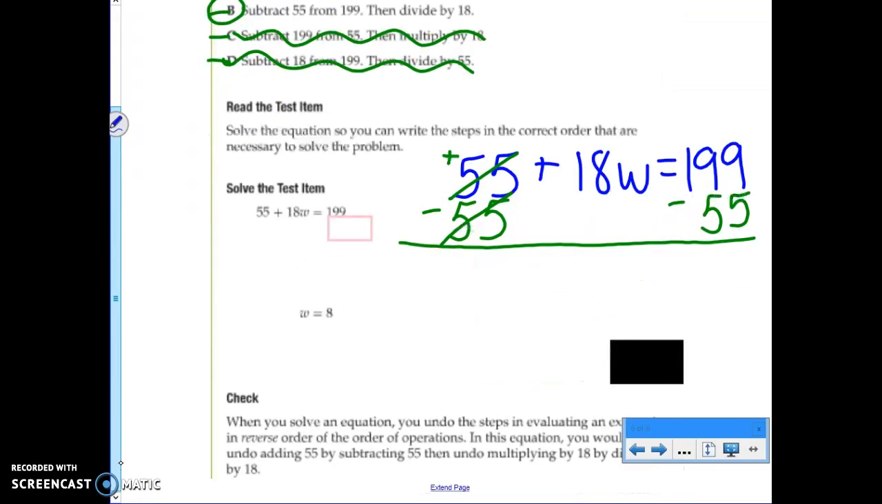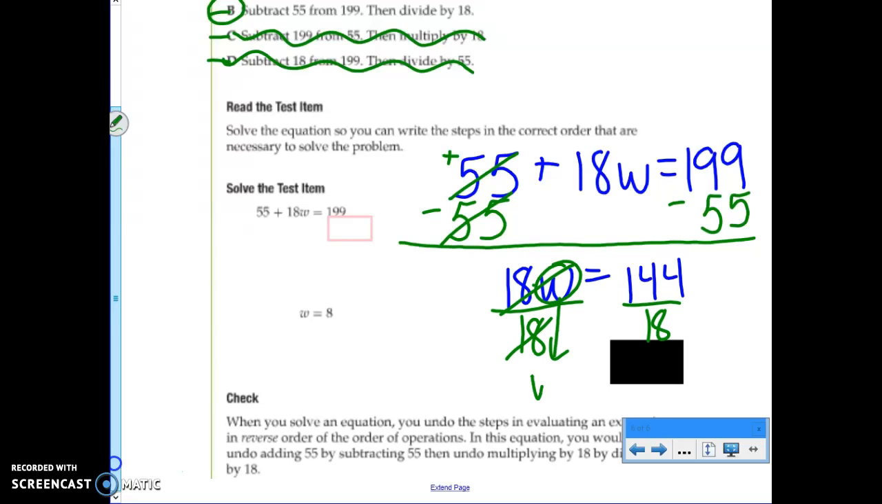Okay, now I'm left with 18w equals 199 minus 55 gives me 144. And now the last step for me to do is divide, get w completely by itself, or isolate it. So I divide by 18 on both sides. And after I do that, I'm left with a positive w equals, and 18 must go in there 8 times.